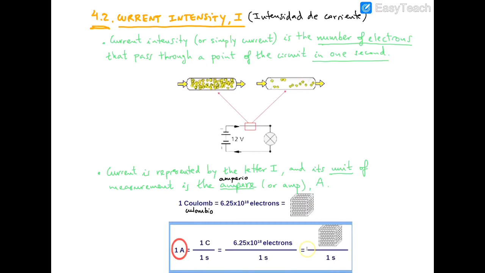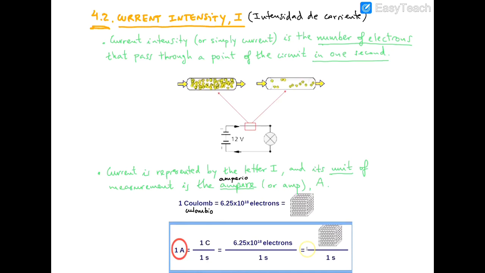The second electrical magnitude is current intensity, or simply current. We represent current intensity with the letter I, and it is the number of electrons passing through a point of the circuit in 1 second. So, for example, here we have a higher current intensity than here, because here we have more electrons than here.